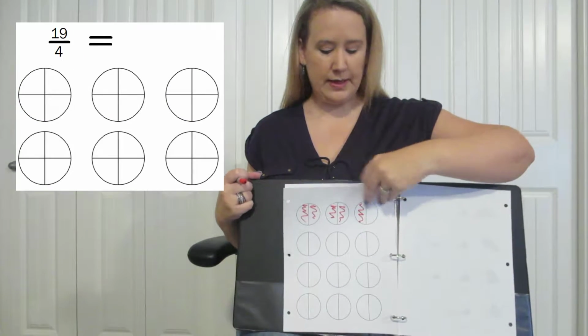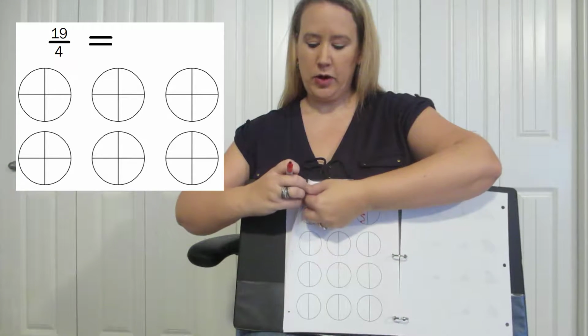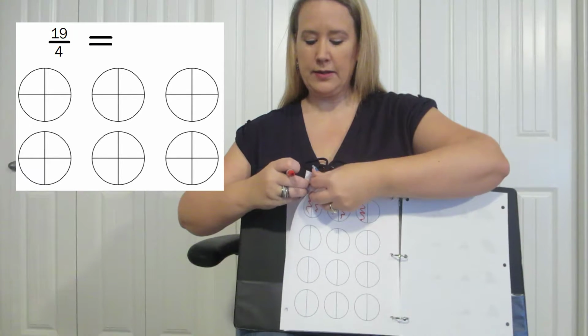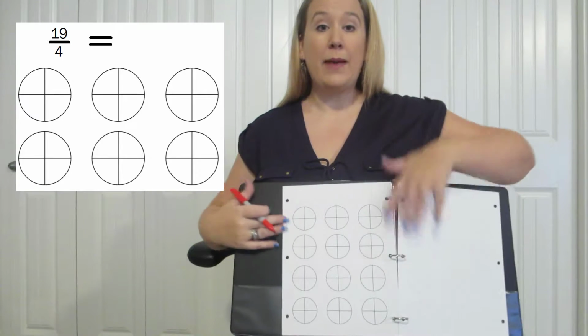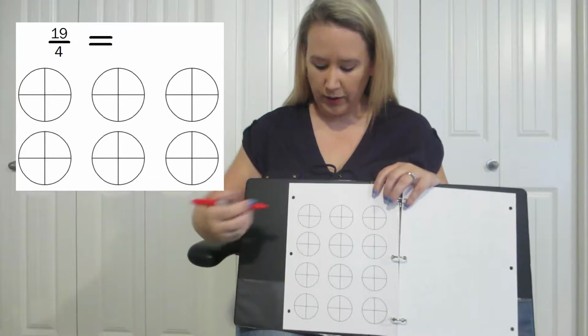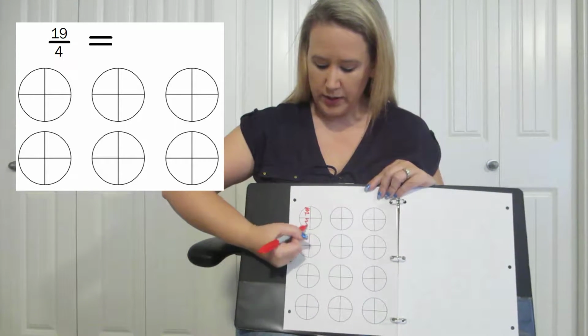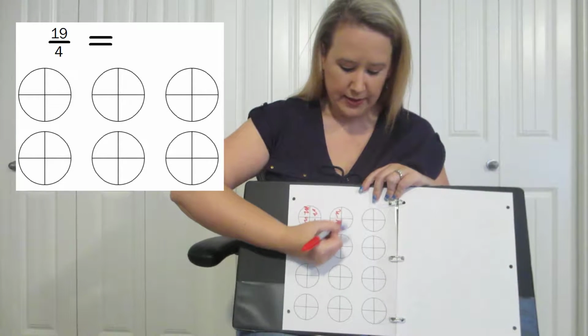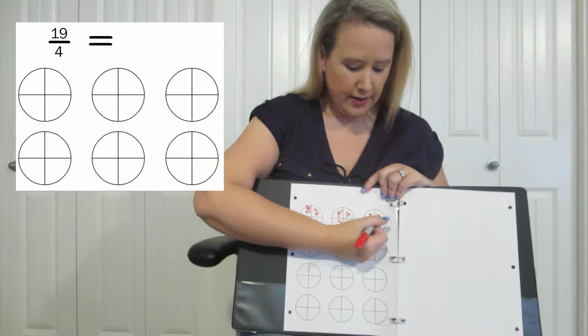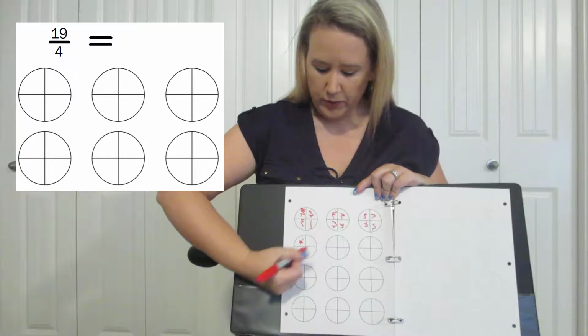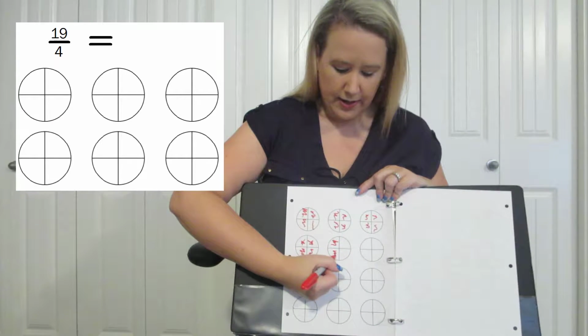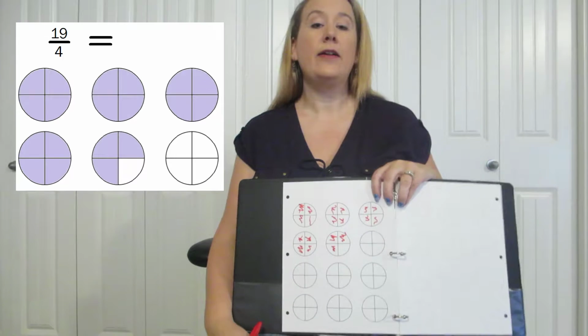The next example is 19 fourths. So we go over to the page that has all of the fourths on it. And you'll probably want to laminate these if you have students who will be using them for a long time. We'll fill in 19 sections. 1, 2, 3, 4, 5, 6, 7, 8, 9, 10, 11, 12, 13, 14, 15, 16, 17, 18, 19. Now that takes a long time.